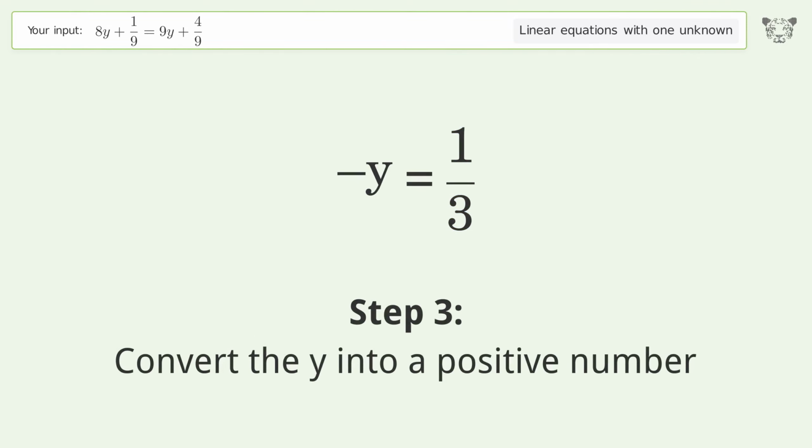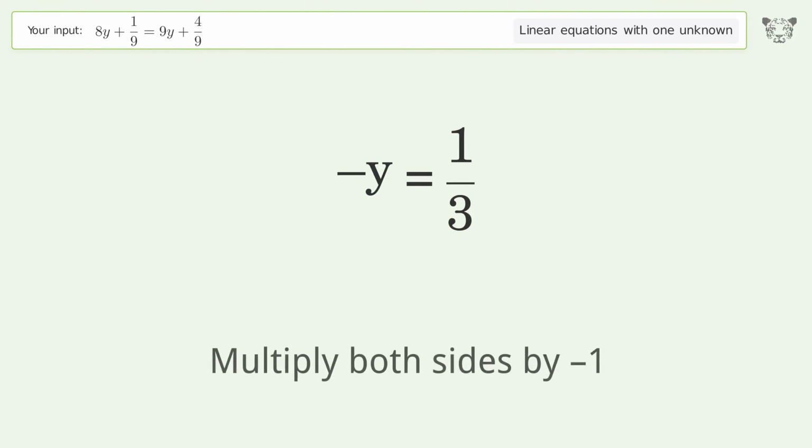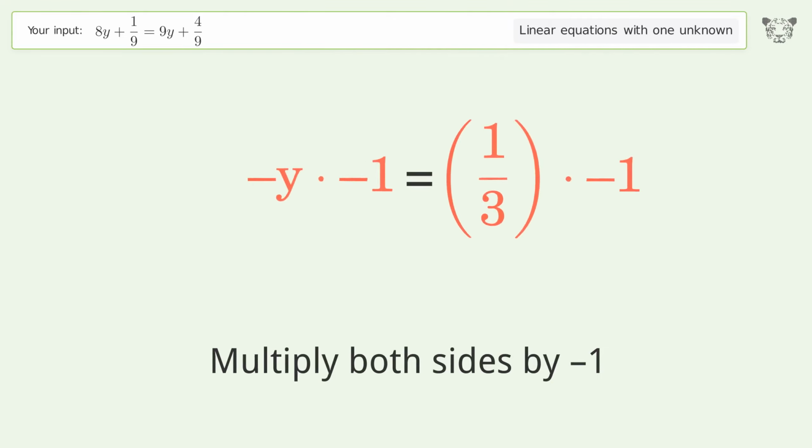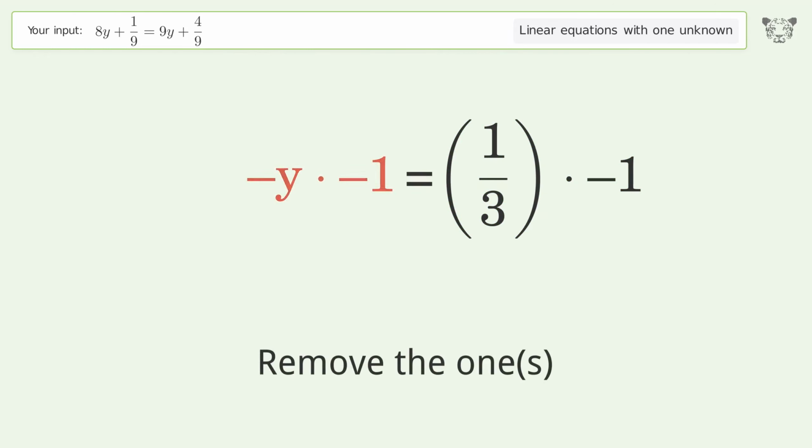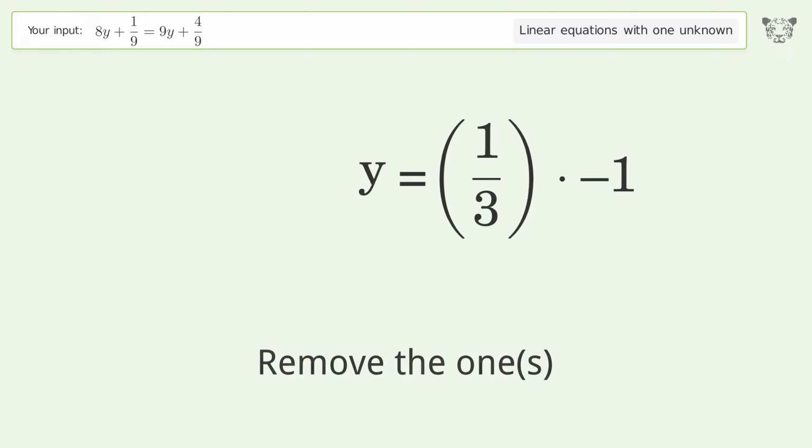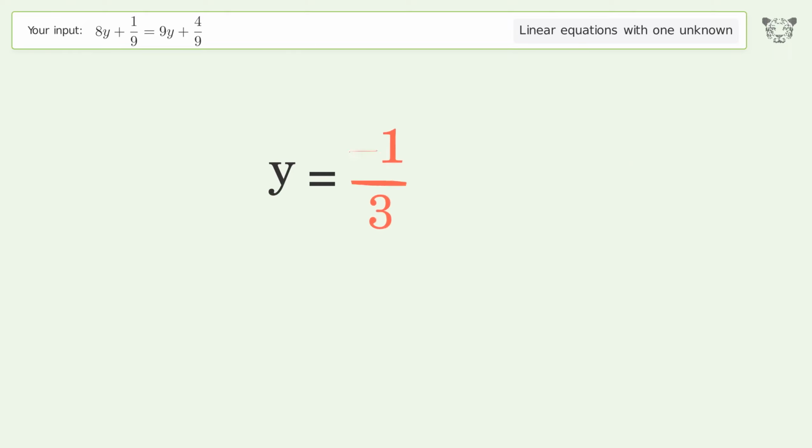Convert the y into a positive number. Multiply both sides by -1. Remove the ones. And so the final result is y equals -1/3.